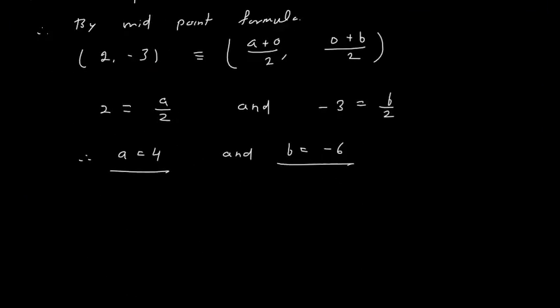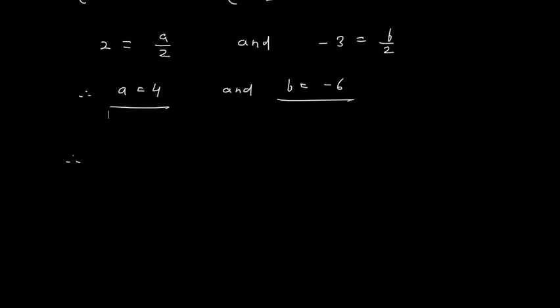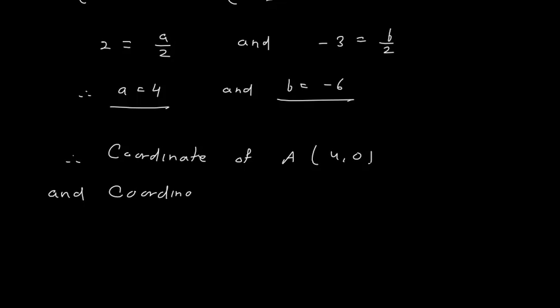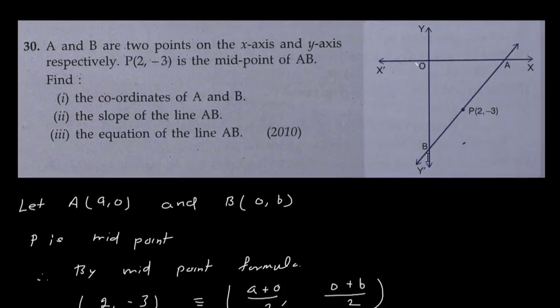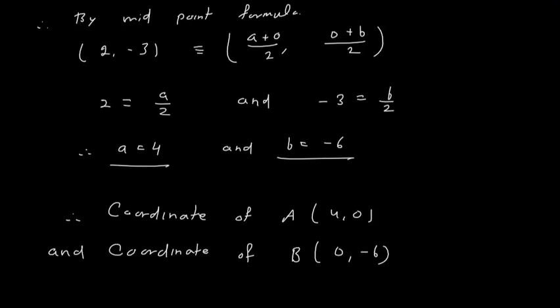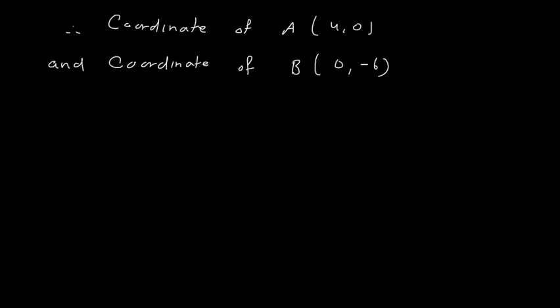Find the coordinates of A and B. So therefore the coordinate of A is A comma 0, that is 4 comma 0, and the coordinate of B is 0 comma minus 6. So we get the coordinates of A and B. Okay. Now the slope of line AB. We got A and B, so therefore now we can find the slope of AB.